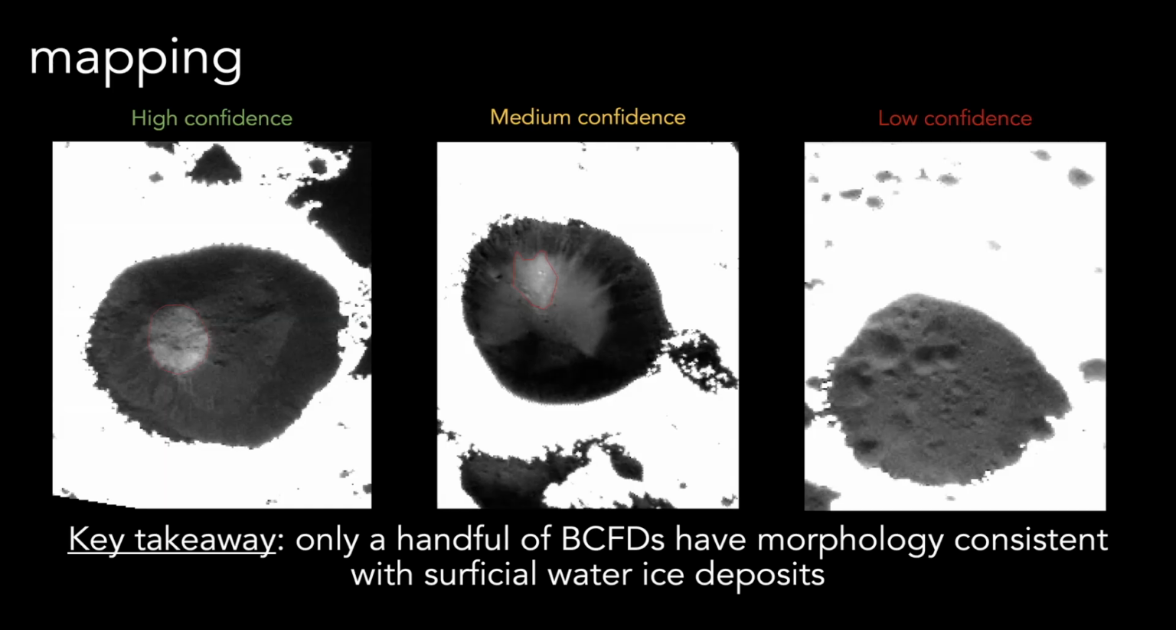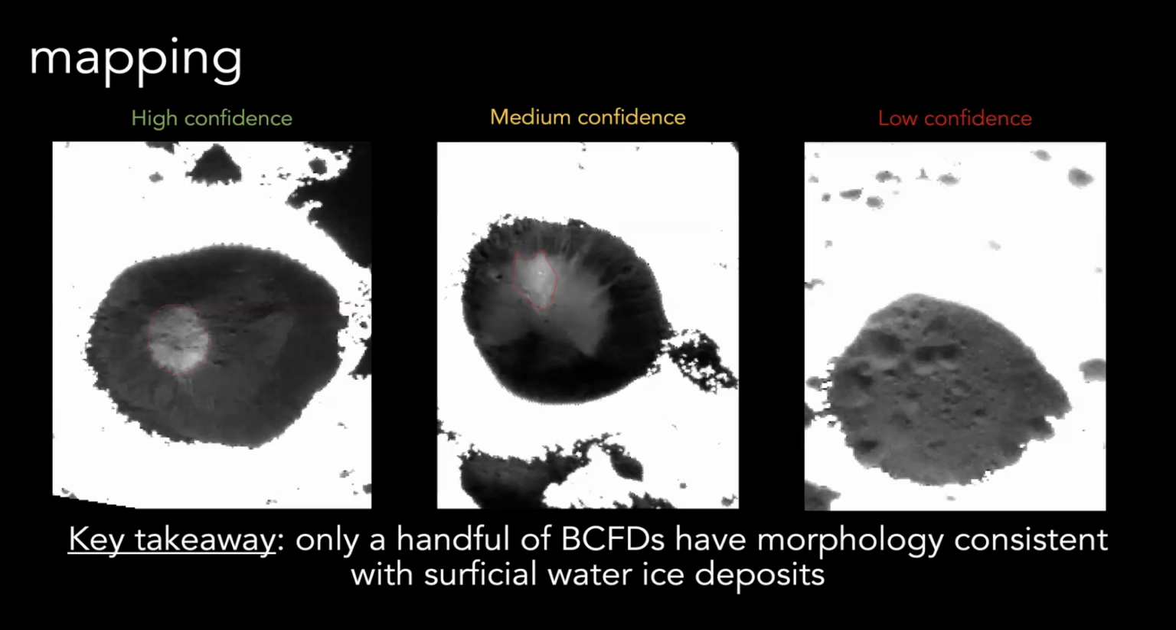In the middle, we have a medium confidence. There's definitely some bright material in this crater, but it extends outside the shadow, so into places where water ice is not predicted to be stable. And we can see that there's some streaking continuing up under the crater walls, which indicates that there was some mass wasting here. So some or all of this bright material might be ice, but we can't rule out dry mass wasting processes. And lastly, on the right, we have a low confidence case.